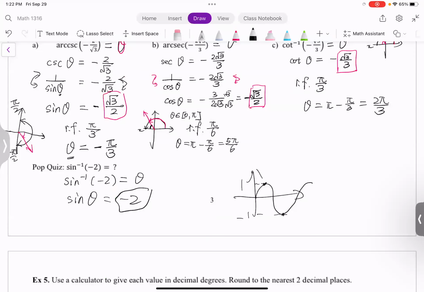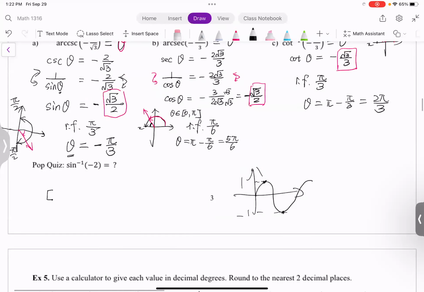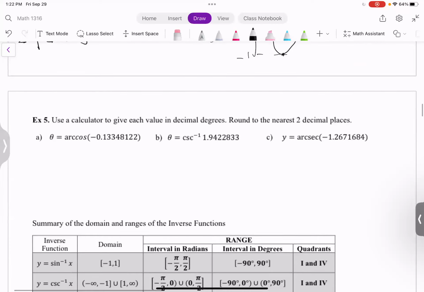Because the value here is not between -1 and +1, -2 does not belong to the interval from -1 to +1. Then there's no solution, because there is no such angle that satisfies this condition. Okay, let's see the next part.